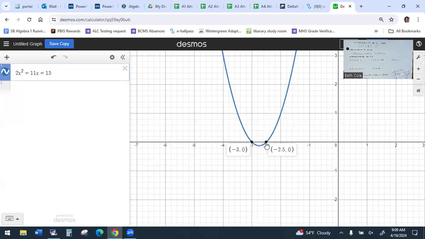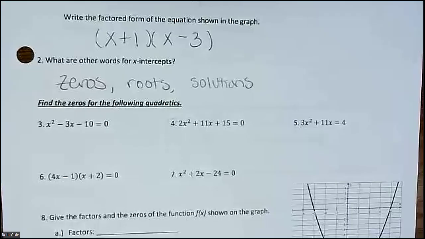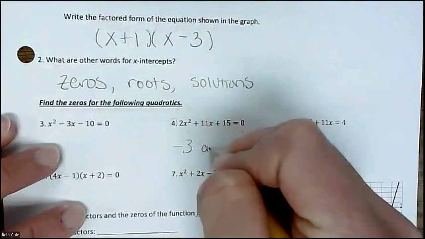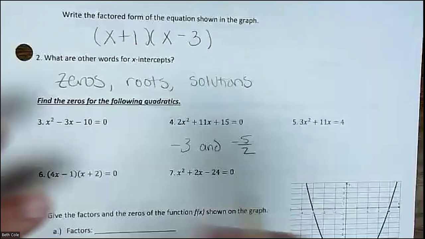What if in your multiple choice, it's not written as -2.5, it's written as a fraction? Well, you can come over here and type -2.5 and then hit the little fraction button. It'll say -5/2. I'm pretty sure that's how it's going to be on the test. So write -5/2 as your answer. So it's -3 and -5/2.